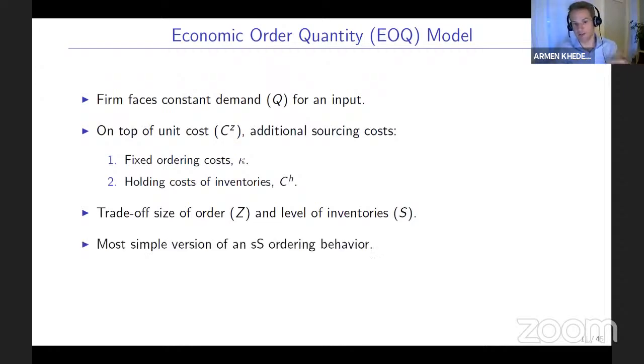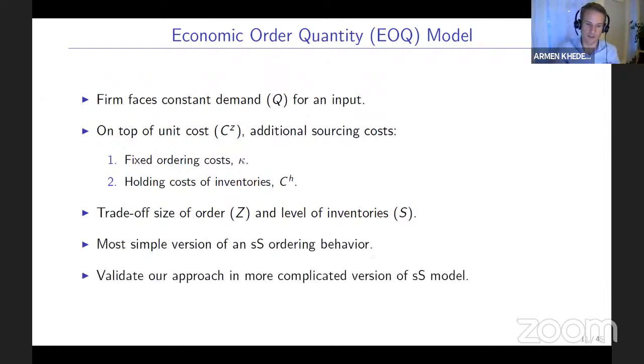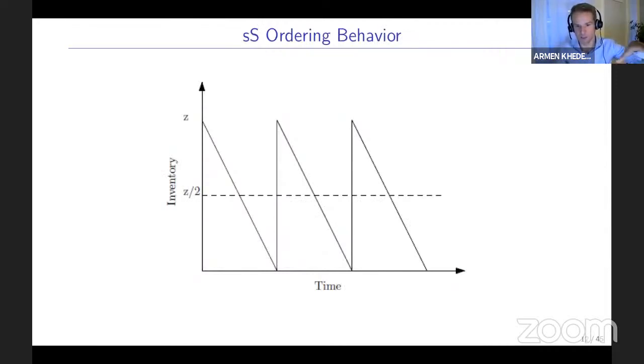So this results in standard (S,s) ordering behavior, where the firm basically runs down its inventories and then fills up the warehouse again. As I said earlier, we have a more complicated, extended version of this, but this really captures the essence of what we have in mind, where the firm is ordering, running down inventories, ordering again. And the nice thing about the model is that it provides the average level of inventories, which is simply Z, the amount it orders every time, over 2.